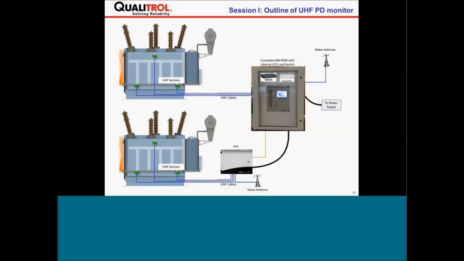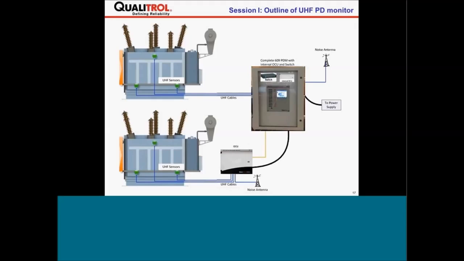Now, the line of a monitoring system: we have our couplers placed on the transformer. They're cabled by UHF cable, high frequency cable, down to data acquisition. In this case, it's what's known as a 609 PDM. And here the data is formatted, phase resolved, stored, displayed, communicated out to some external remote client application.